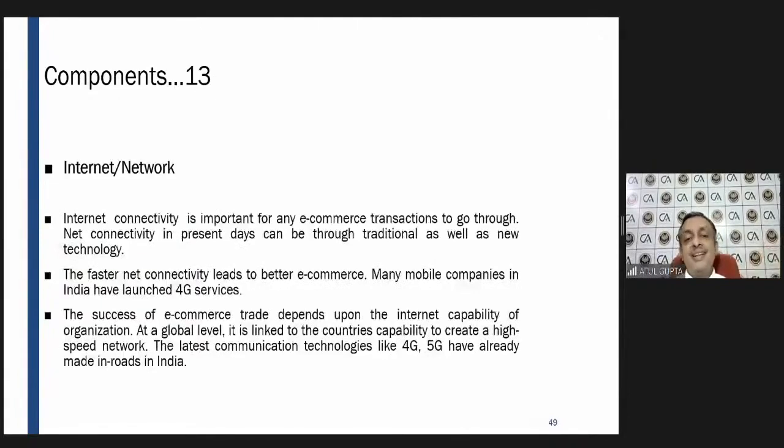Next component is the internet network. I think we need not talk about this. We all have discussed this in detail. So this becomes a very important and necessary component to ensure that e-commerce achieves the success that it can.